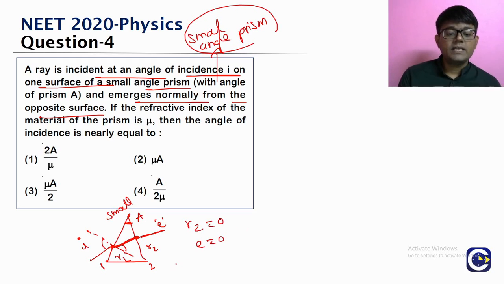And we have one more relation. What is it? The value of R1 plus R2 is equal to A. The refraction angle here and the incident angle on surface 2, R1 plus R2 will be equal to A. Here we are not able to show R2 and E because R2 is 0, E is also 0. Now R2 is 0 means R1 will be simply coming as A.